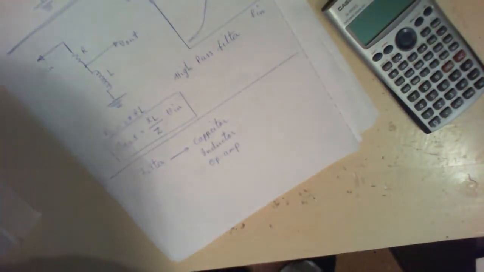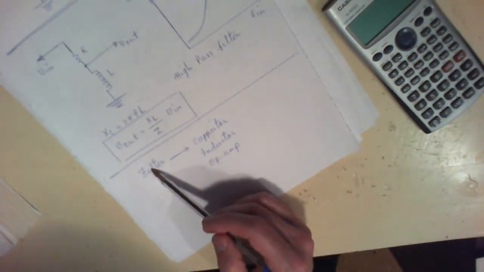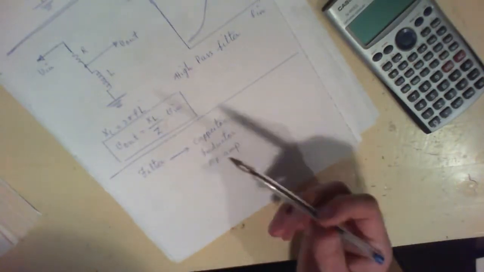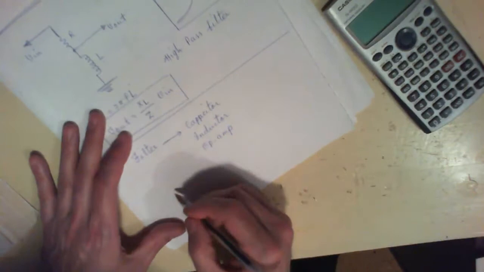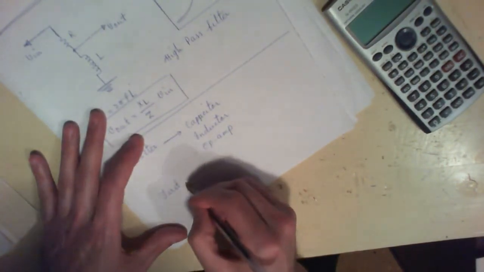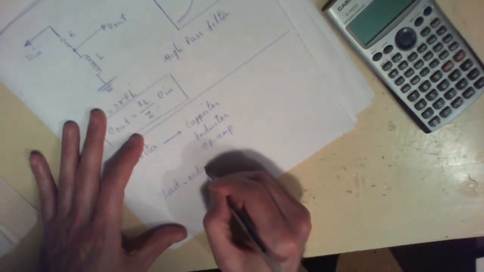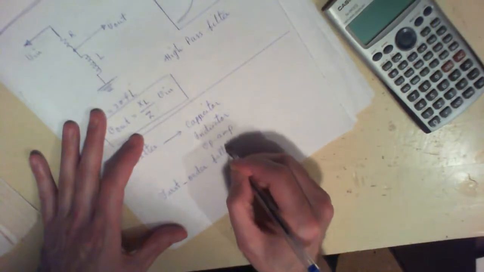So basically, if you build a filter in which you have one capacitor or one inductor, that's called a first order filter. That's called the first order filter. Okay.